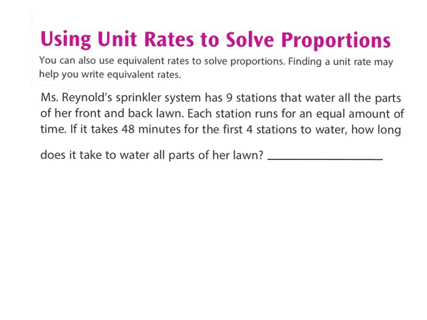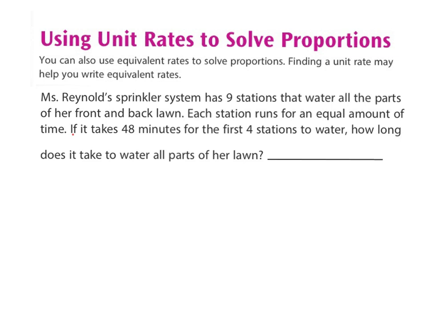Here's another example of using a unit rate to solve a proportion. Miss Reynolds' sprinkler system has 9 stations that water all the parts of her front lawn and back lawn. Each station runs for an equal amount of time. If it takes 48 minutes for the first 4 stations to water, how long does it take to water all parts of her lawn?